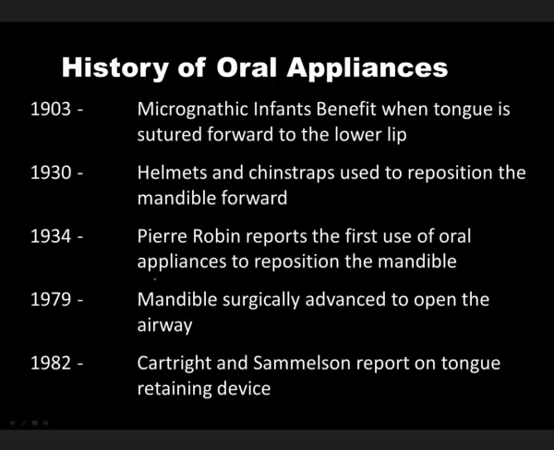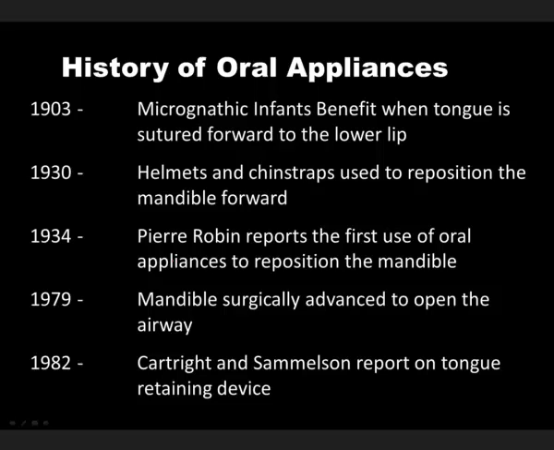History, they've come a long way. In the early 1900s, there were reports in the literature about infants who couldn't breathe well. These are patients with a poorly developed lower jaw, and they'd actually suture the tongue forward just so they could keep the airway open. And then they did bizarre things like having helmets and chin straps. In the early 30s, Pierre Robin, a French physician, came around and published the first reports of using something to posture the mandible forward to help with the airway staying open.